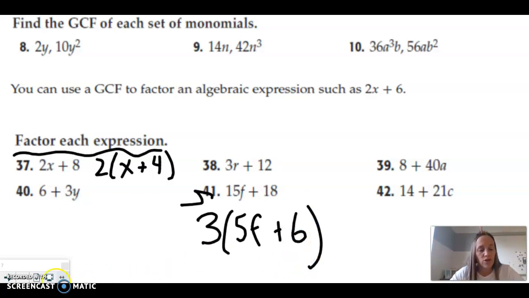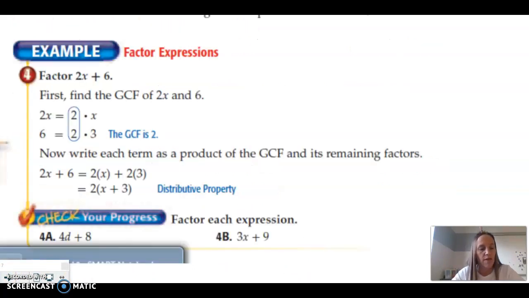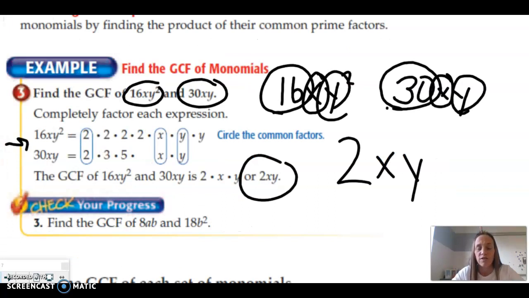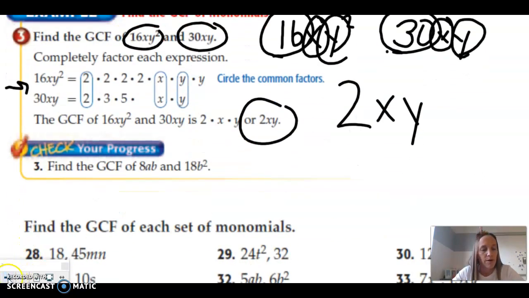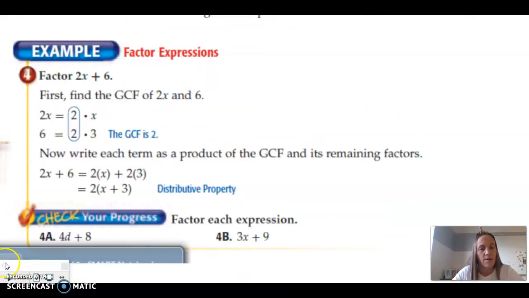So today is all about GCF. Some of the practice will be things you've done before, just numbers. And then you'll have to try to figure out the GCF of some monomials. Do your best with that. Like I said, we can talk about that more on Monday. And then factoring expressions. So try the practice today.